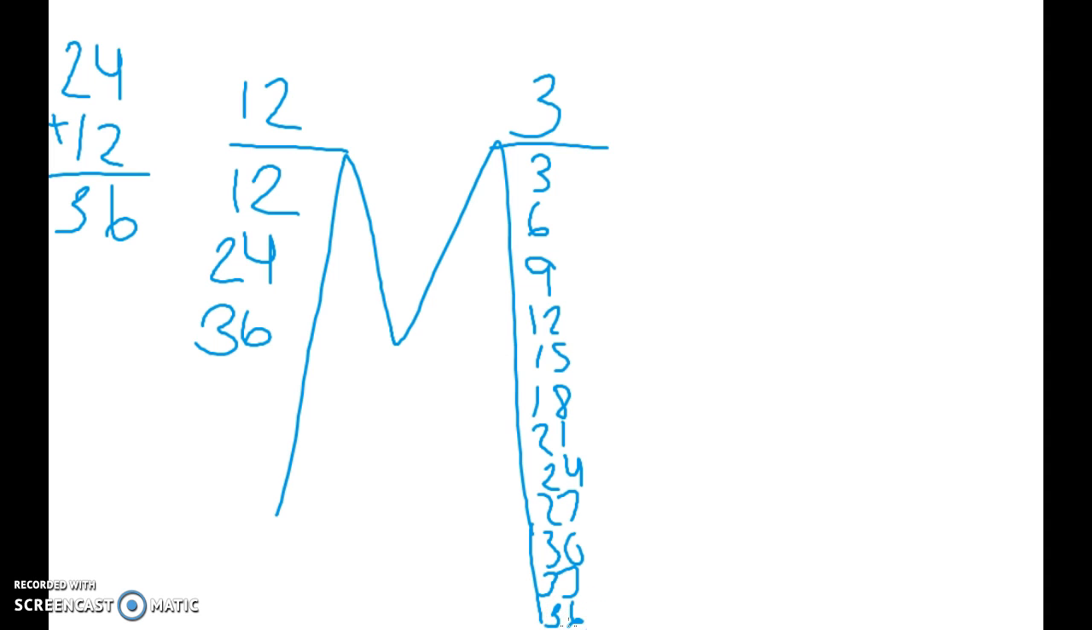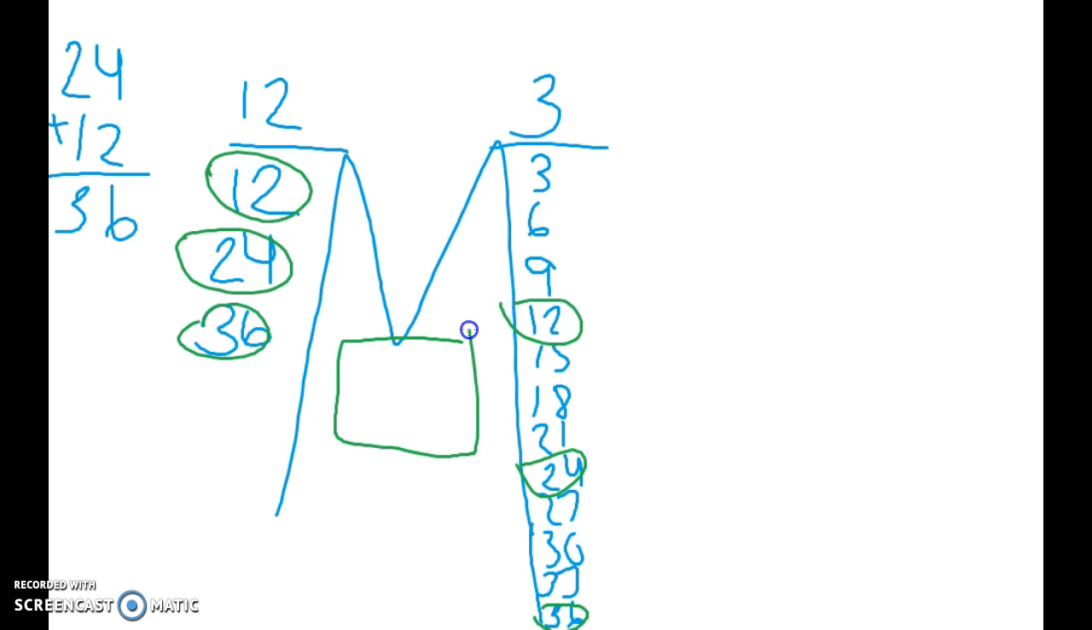Now finding my common multiples, I see 36, 24, and 12. Well, which one is the LCM, or the least common multiple? The smallest common multiple here is 12.